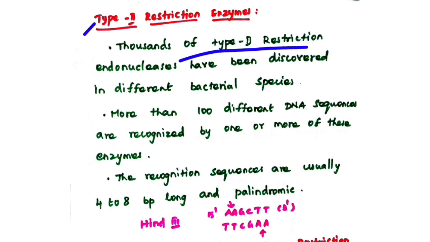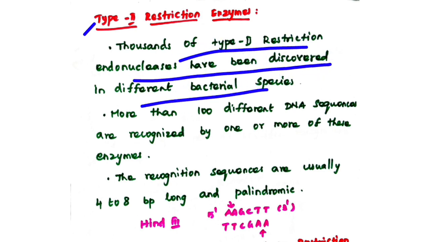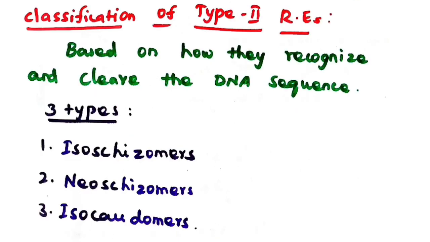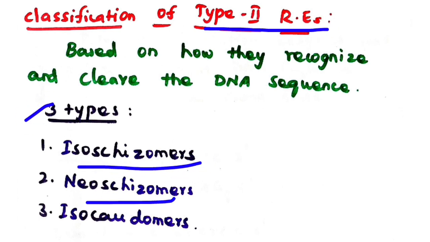Thousands of type 2 restriction endonucleases have been discovered in different bacterial species. More than 100 different DNA sequences are recognized by one or more of the enzymes. Recognition sequences of these type 2 restriction endonucleases are usually 4 to 8 base pairs long, and palindromic. Palindromic means it reads the same both forward and backward. Example, HindIII read from 5' to 3' direction, AAGCTT.